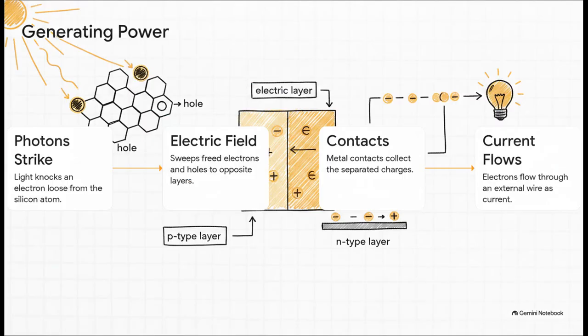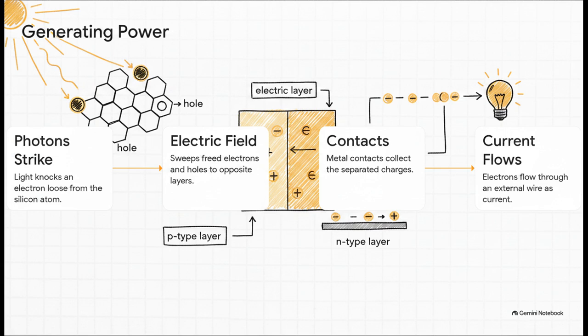And here is how that engine runs in 4 elegant steps, if we just follow the journey of a single electron. First up, sunlight, which is made of tiny packets of energy called photons, strikes the silicon. If a photon has enough energy, it literally knocks an electron loose from its atom, leaving behind a positively charged hole. Second, that internal electric field at the p-n junction immediately sweeps the freed electron toward the n-type layer and the hole toward the p-type layer. This perfectly separates the charges so they can't just recombine.